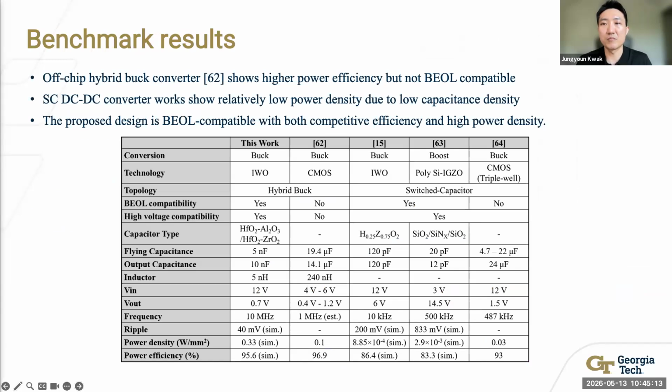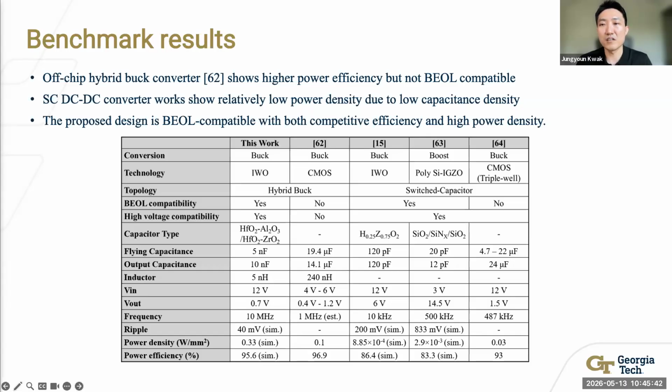The benchmark table compares our design to the state of the art. The second column is an off-chip hybrid buck converter. It has high efficiency and high power density because it uses mature silicon with low on-resistance and optimized passive components. But it is not back-end-of-line compatible and sits off-chip on the printed circuit board, carrying all the delivery path losses we discussed in part 1.